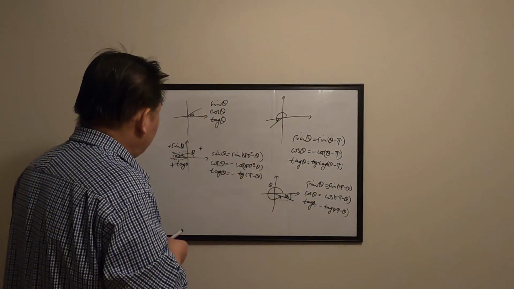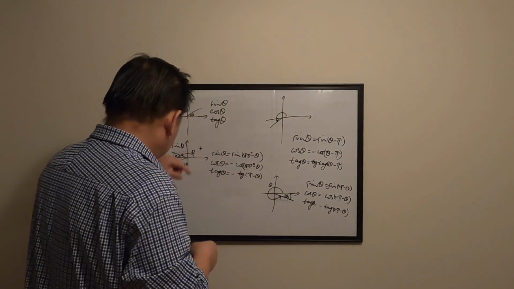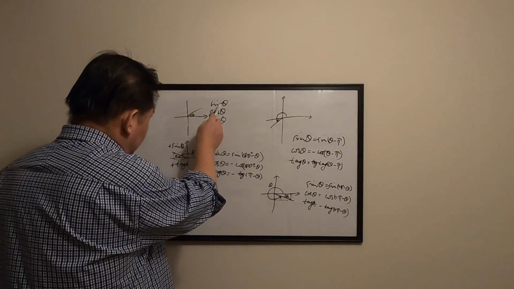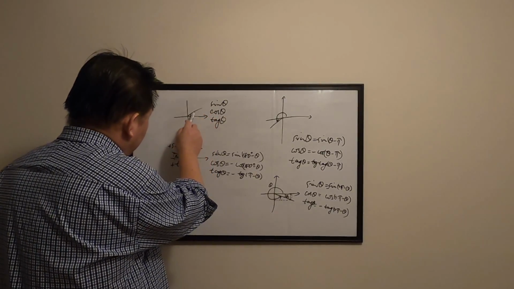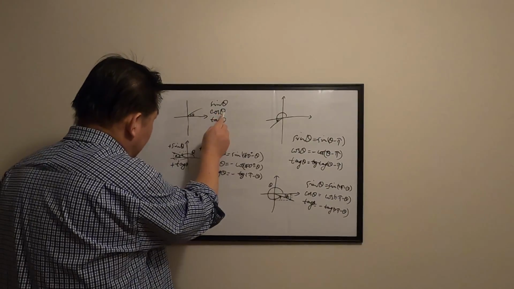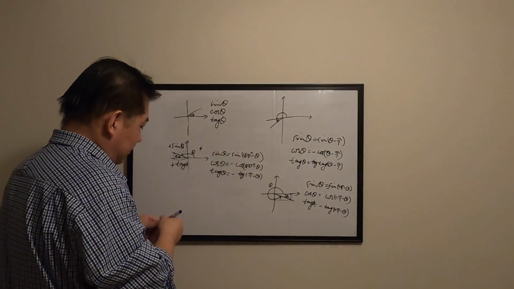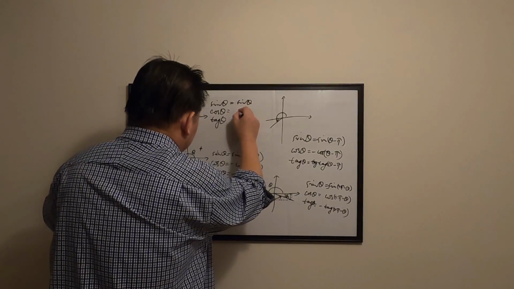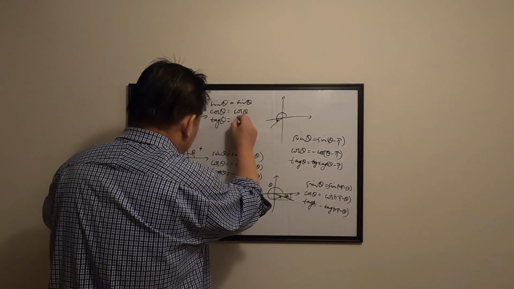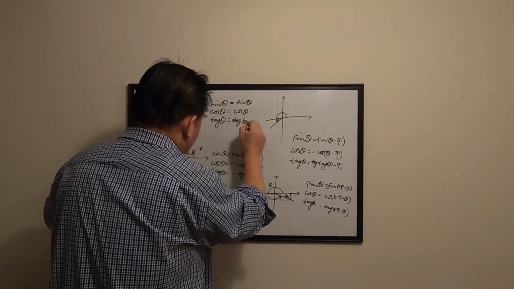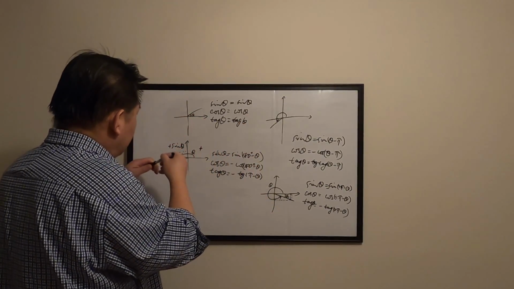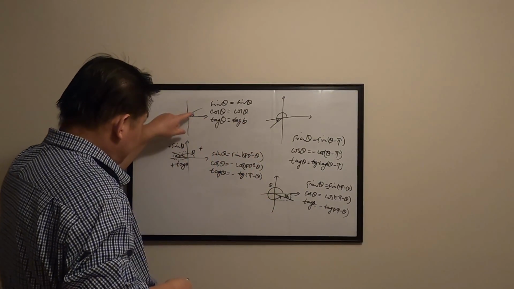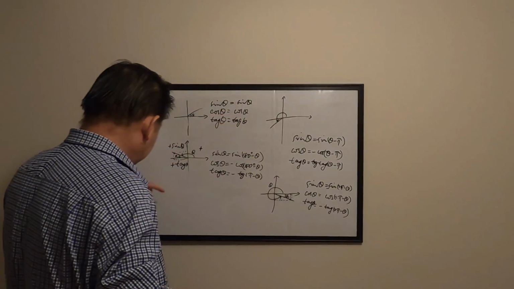How to find a value of a trigonometric function. This first quadrant: sine, cosine, tangent, same. Because this angle is a quadrant angle, all are positive.